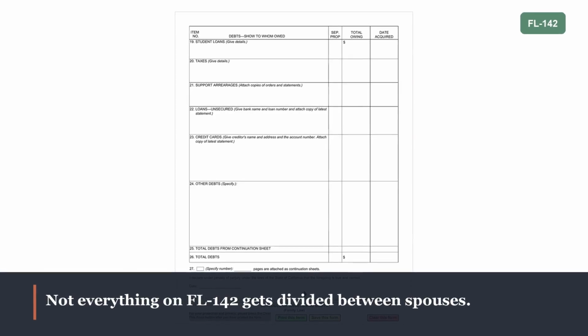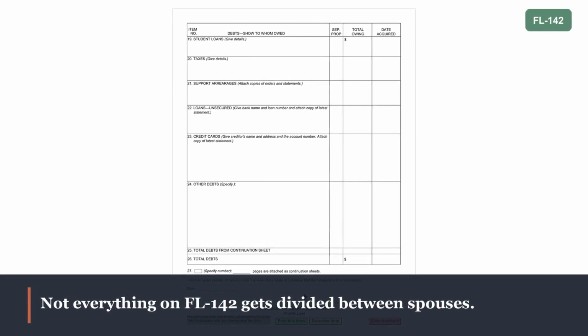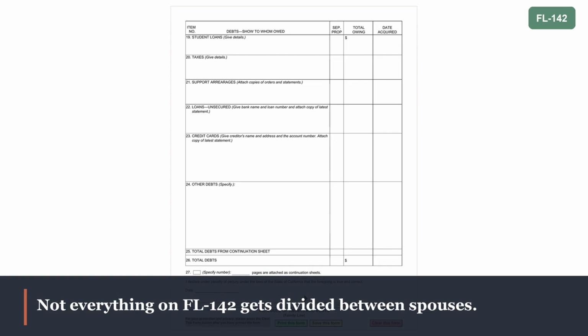Not everything on FL-142 gets divided between spouses. Property owned before the marriage or received individually by one spouse as a gift or inheritance during the marriage is generally treated as separate property. The form asks you to identify these items as separate property rather than folding them into the community property list. Being specific here protects your claim to that property and gives your spouse and the court a clear picture of what you're claiming as yours alone.